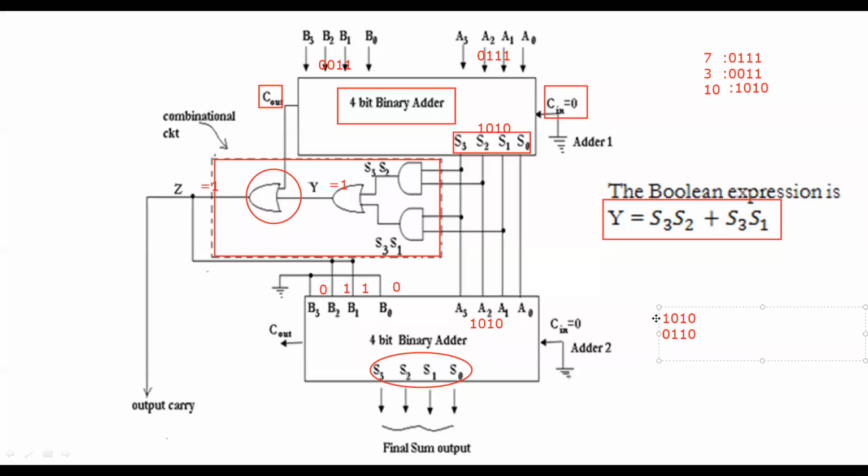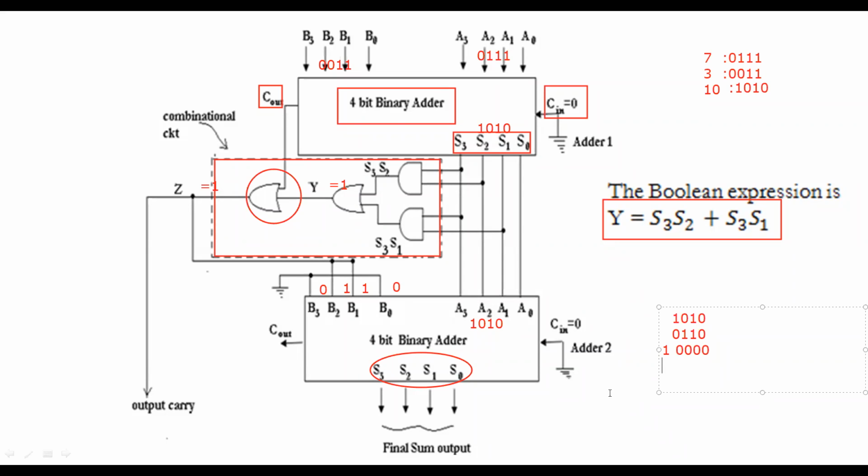What is the result? If you perform this addition, 1, 0, 1, 0 and 0, 1, 1, 0, we get the result as a carry of 1, and the sum will be equal to 0, 0, 0, 0. You perform the addition and this is the result you get. This will be indicating the 1 as 1 and 0.